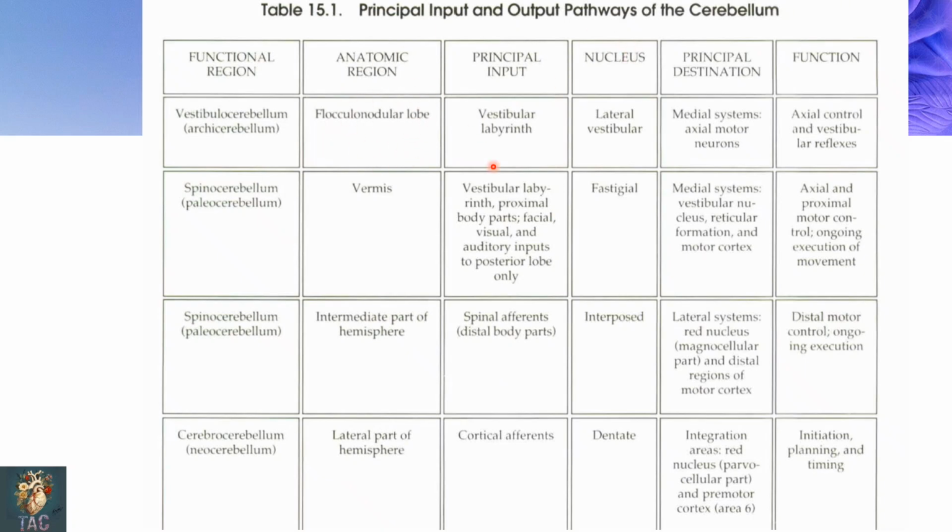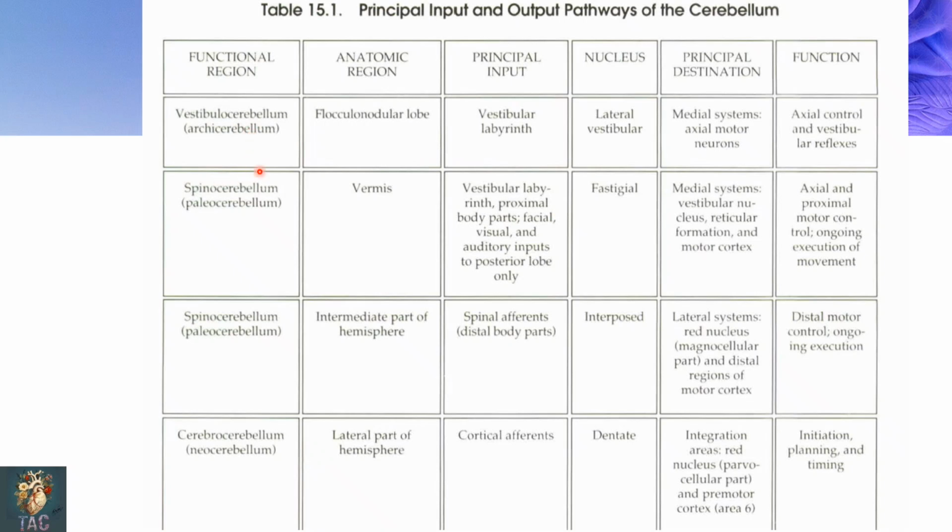The principal input is from the vestibular labyrinth, and the nucleus is the lateral vestibular nucleus. The principal destination is the medial system, axial motor neurons. The function is axial control and the vestibular reflexes. It mainly maintains the balance of the body.